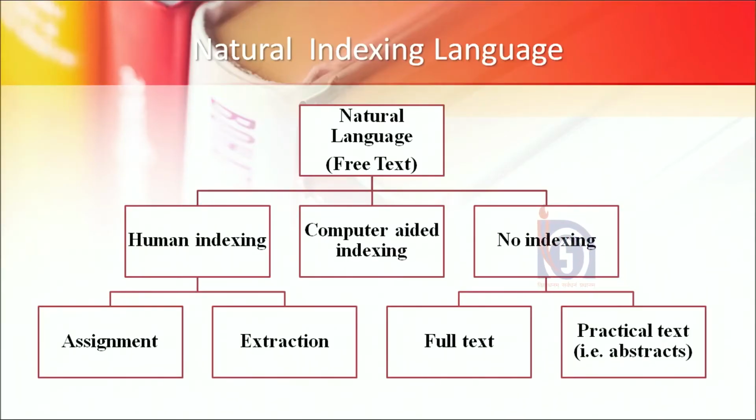Now we will discuss the types of natural indexing systems. If you look, the natural language used in indexing has several subdivisions like human indexing, computer aided indexing and no indexing. In human indexing, we can further classify it into assignment and extraction. Apart from that, the no indexing language may be classified further into two parts, full text and practical text.